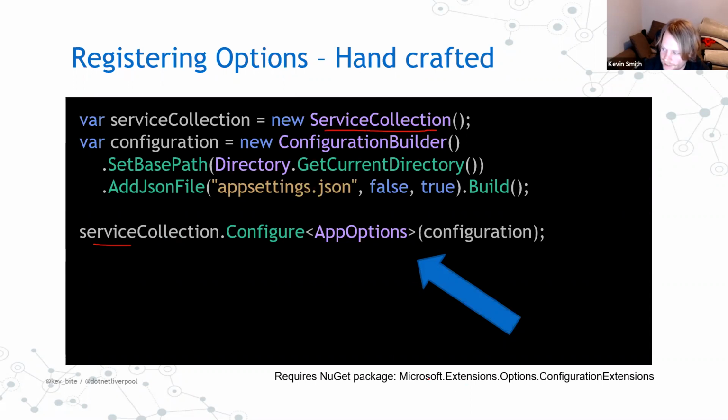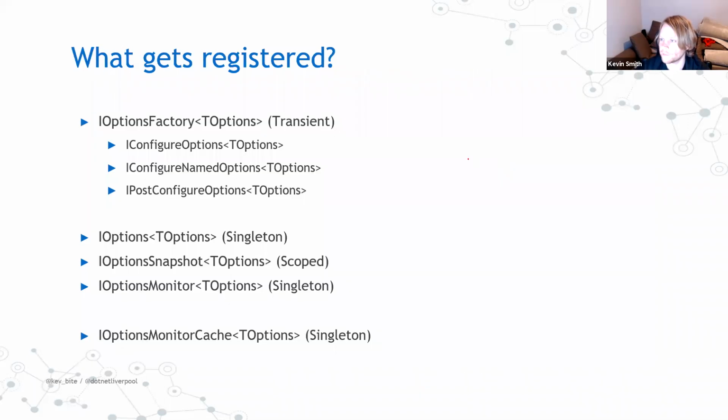But this one actually requires an extra NuGet package, which is this one here, configuration extensions, which adds extra stuff onto the service collection. There's loads of stuff that gets registered under the hood when you call that method. We get an IOptionsFactory of your options, which is registered as a transient dependency. And it registers a bunch of default things underneath that to configure options. So we have an IConfigureOptions, and the default one doesn't use your type of class. But if you want to have some defaults inside of that, you can pass them in. You can also configure named options as well, which is a different implementation of it. And you can also do post configuration options as well.